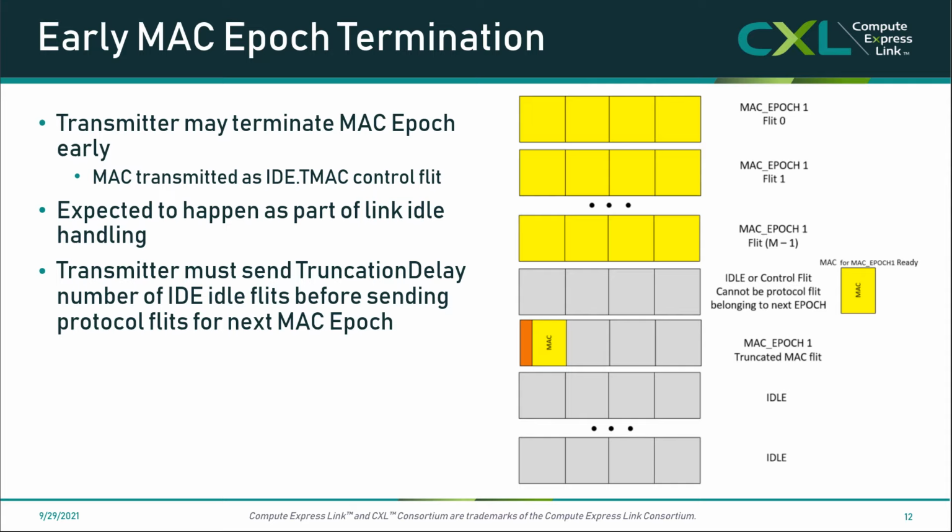But when a MAC epoch is terminated early, the receiver will need some time to clear out any pre-computes it has so it can get ready for the flits that belong to the next MAC epoch. How long it takes the receiver is a configurable, discoverable parameter from the receiver, and it gets configured into the transmitter as truncation delay. The transmitter must wait for this number of flits, and this wait is generally filled with an IDE idle flit so that the receiver can get ready to receive protocol flits for the next packet.